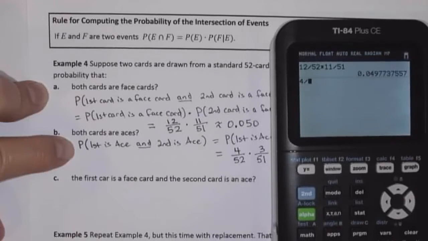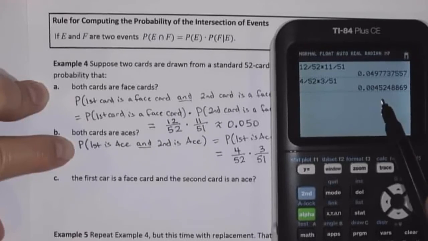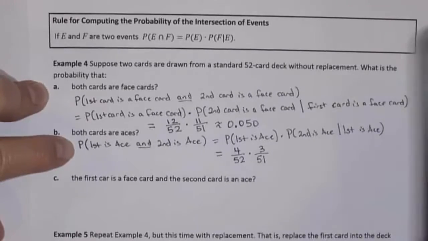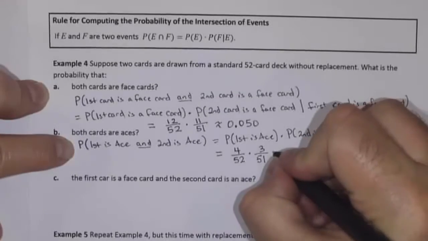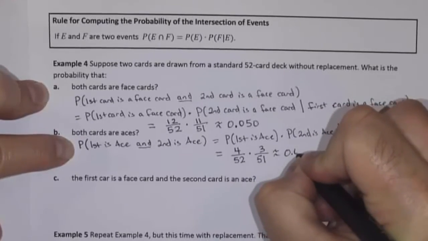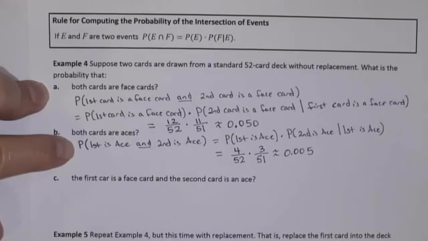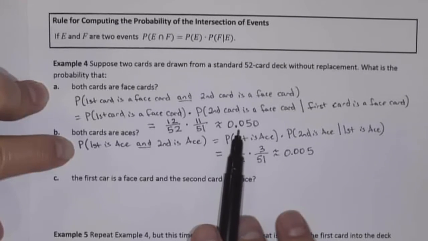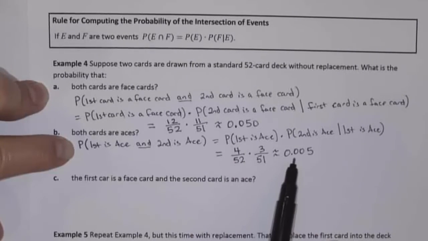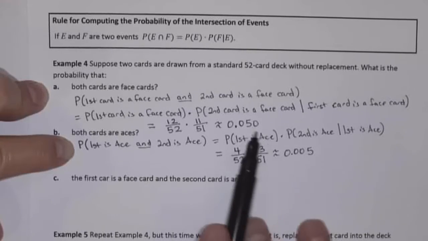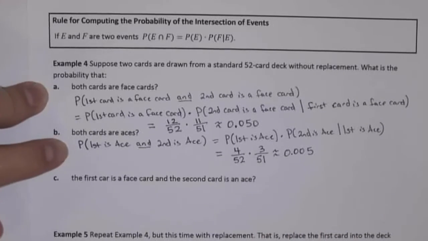So if I take 4 out of 52 times 3 out of 51, that is 0.005 if I round to 3 places. So this probability is 0.005. Now notice the difference here. This is 0.050, this is 0.005. So quite a bit of difference between those two.